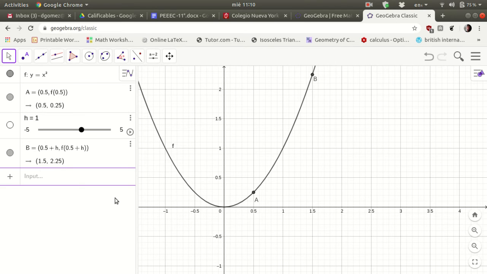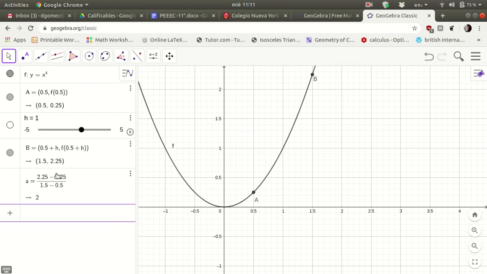If I was trying to find the average rate of change for this function between these 2 points, then that's a very simple thing to calculate. All we have to do is look at the difference in the value of the function, the difference in the y's, and divide by the difference in the x's. Okay, so for this particular set of points, we would have 2.25 minus 0.25, and we're going to divide by 1.5 minus 0.5. Okay, and we have an answer of 2. The average rate of change for this function between these 2 points, A and B, is 2.